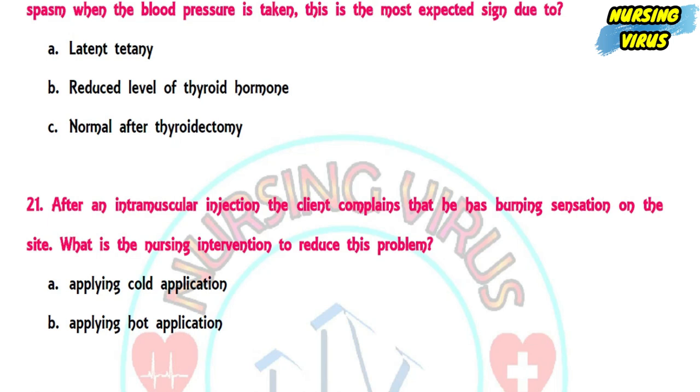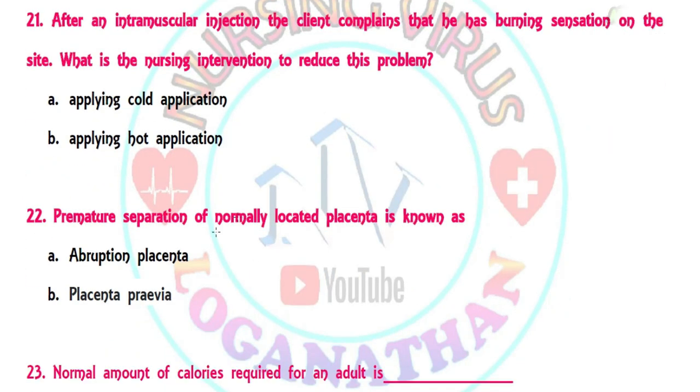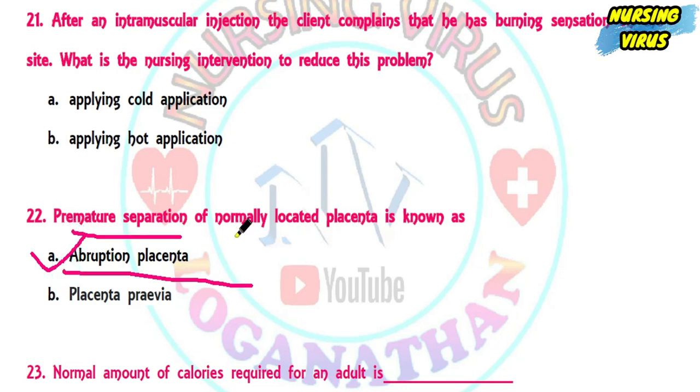So the next question, 22: the premature separation of the normally located placenta is known as abruptio placenta and placenta previa. It is a most repeated question in all the government exams. So abruptio placenta is the correct one for the premature separation of the normally located placenta.